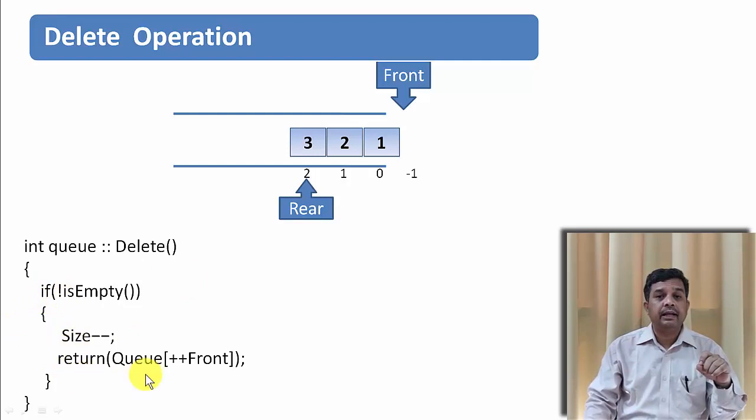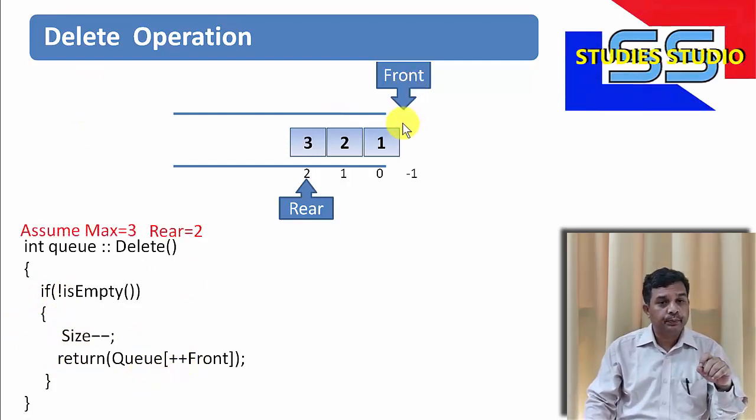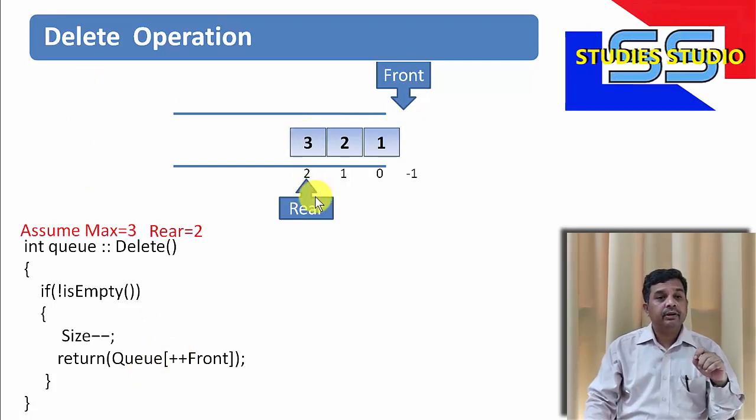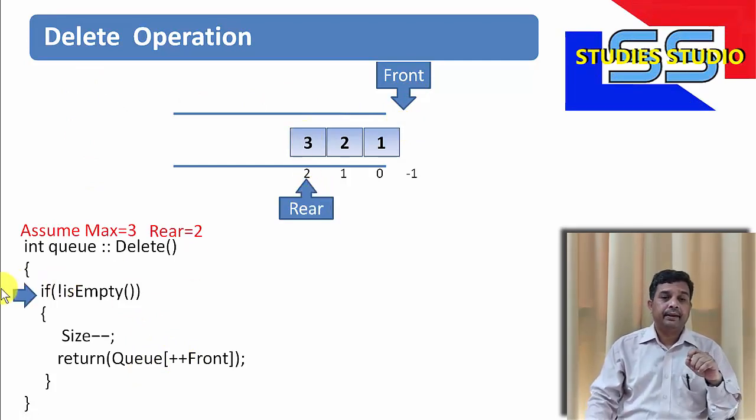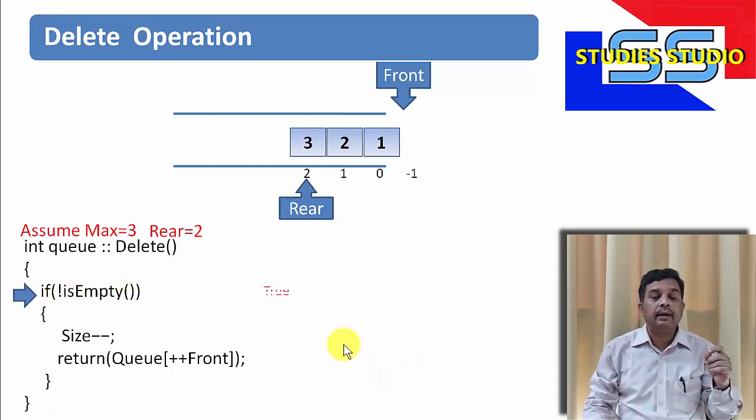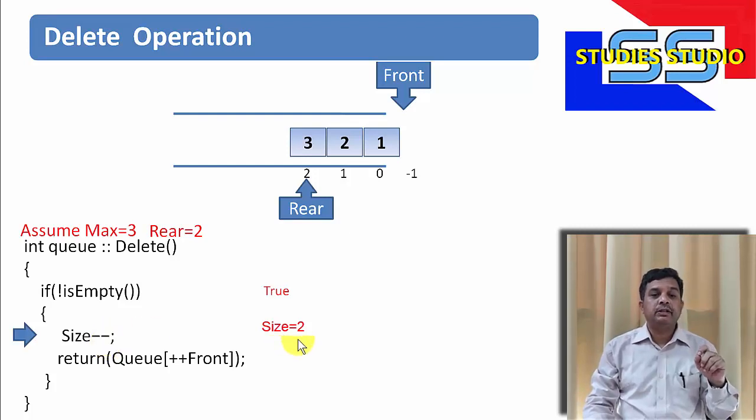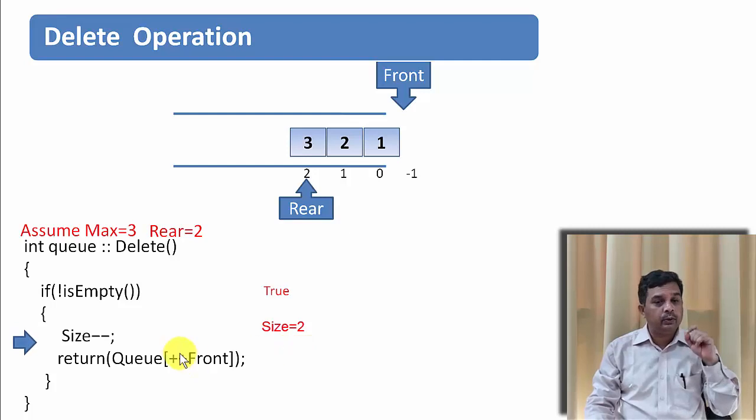Now you can see front is pointing to -1, rear is pointing to 2. This condition, if not of is empty, is true, yes, the queue is not empty. So what do I have to do? Size will be decreased by 1. And we are going to return queue plus of front. It means we increase front by 1 and return the element at that location.